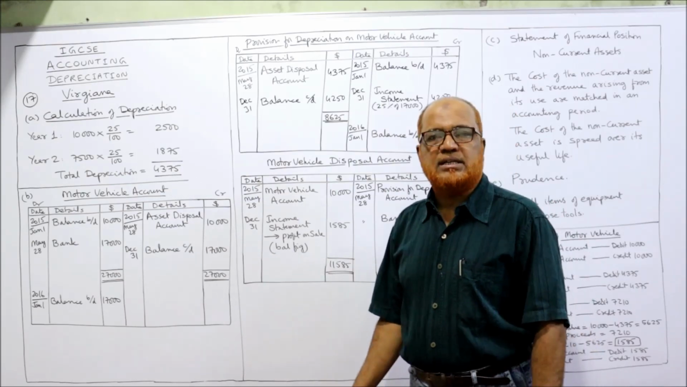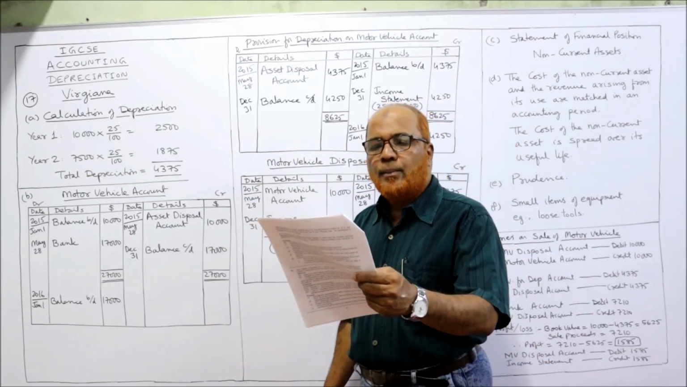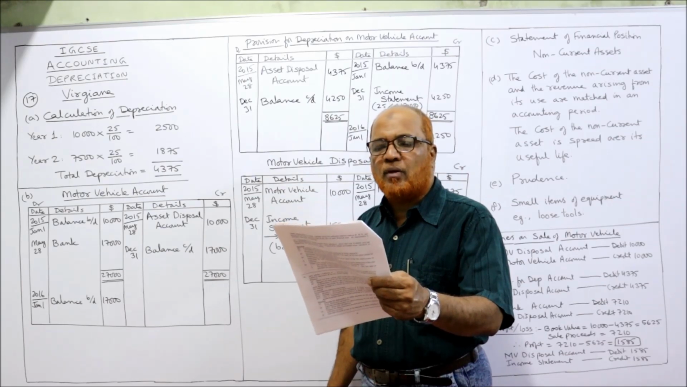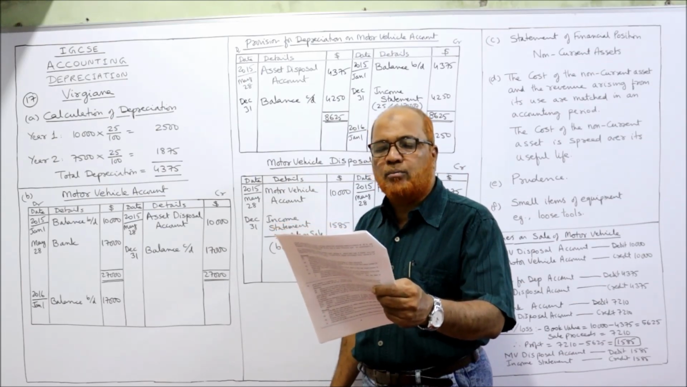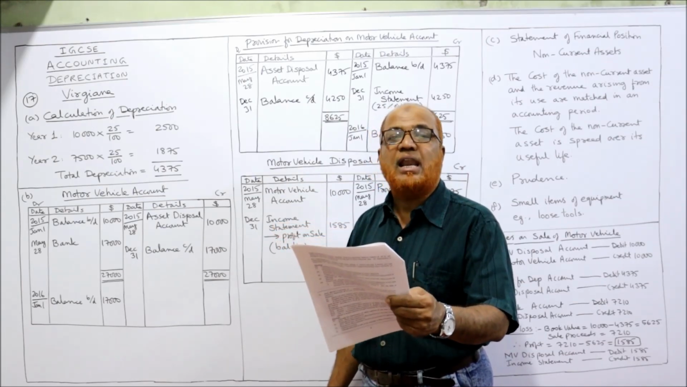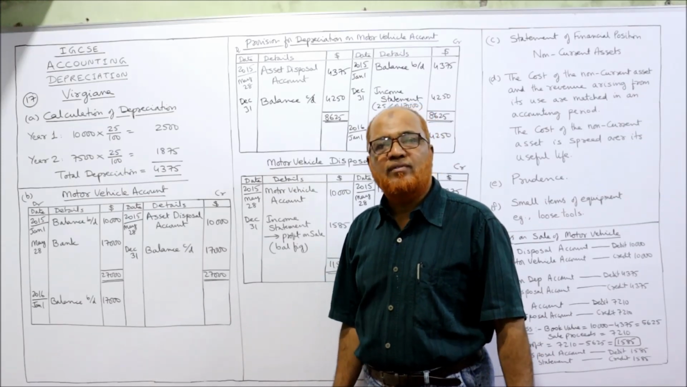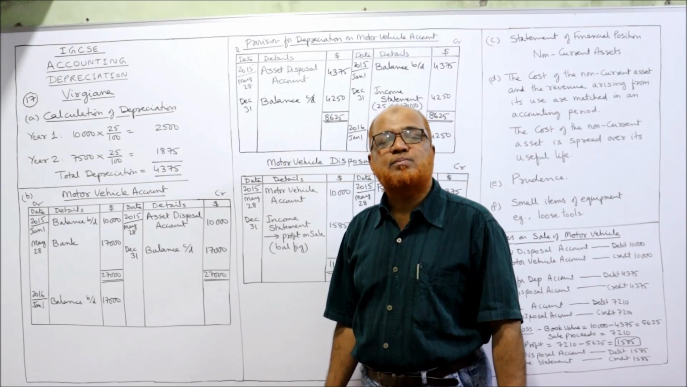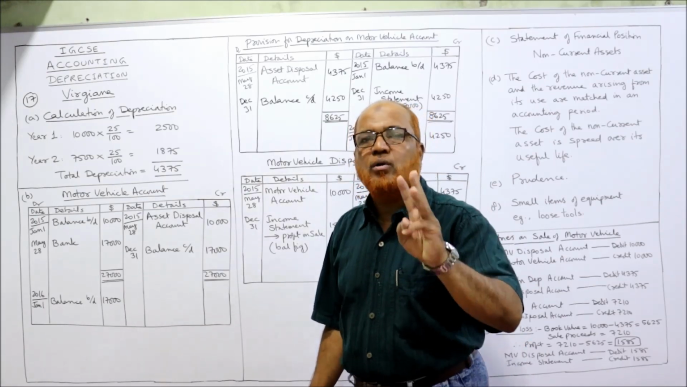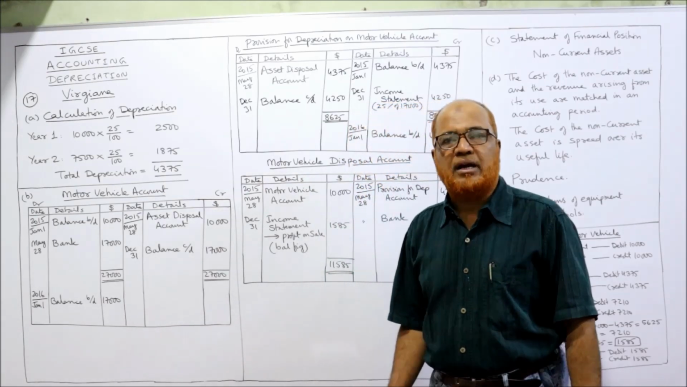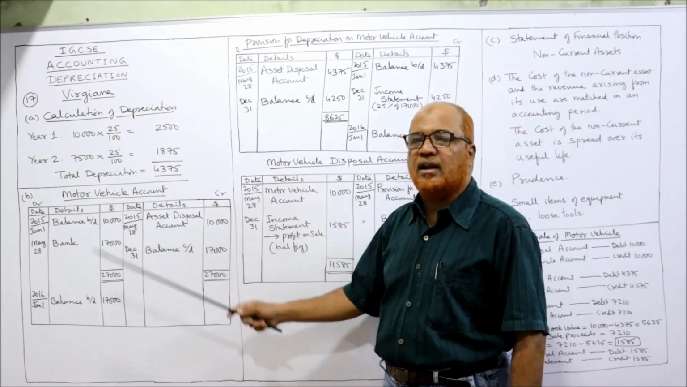First question completed. Now the second question: prepare the motor vehicle account, provision for depreciation account and motor vehicle disposal account, because the motor vehicle is sold. That's why we have to prepare the motor vehicle disposal account. It is asking you to make 3 accounts. The first account is the motor vehicle account.